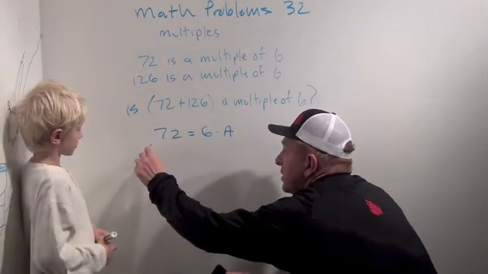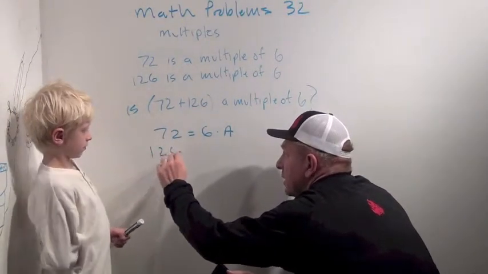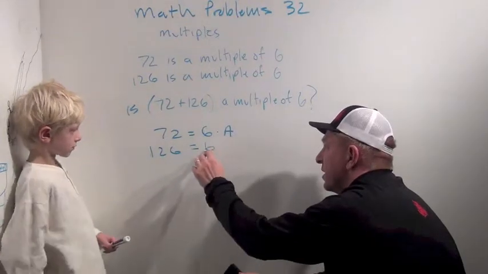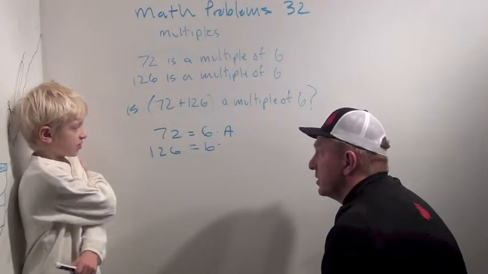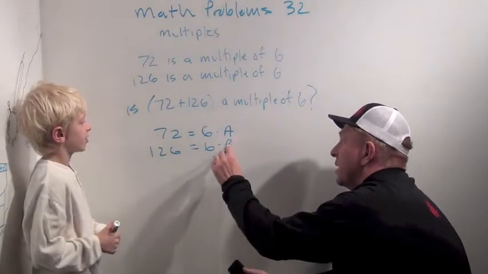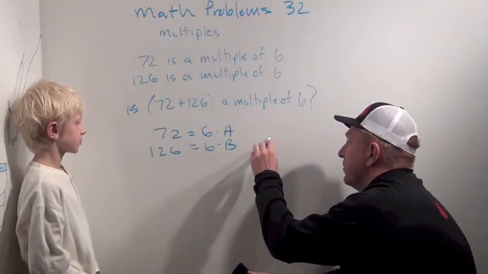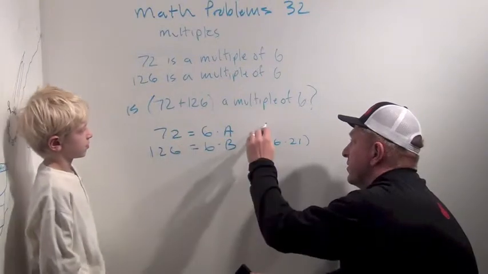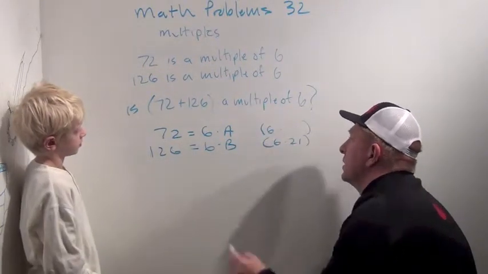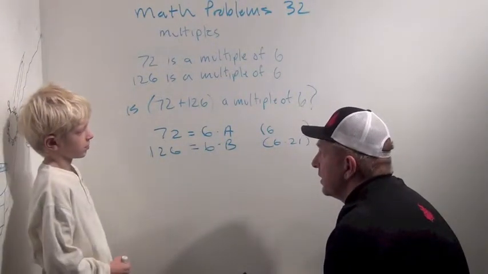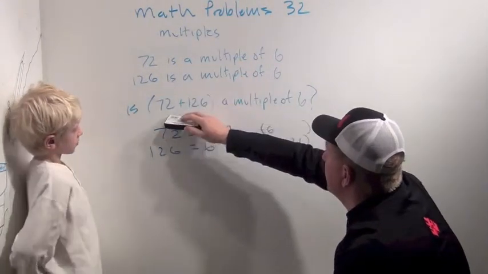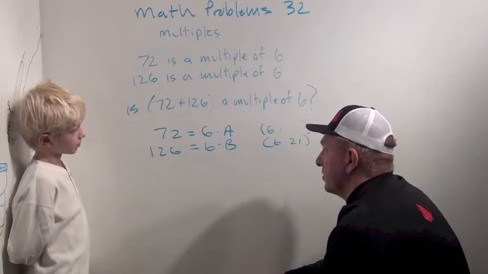So the fact that 126 is a multiple of 6 means it equals 6 times some number, and what should we call that number? Let's call it B. Now you figured out here that B was 21. We didn't quite figure out 6 times something equals 72, but that's okay, it doesn't really matter. The question is, these are multiples of 6. Is 72 plus 126 also a multiple of 6?